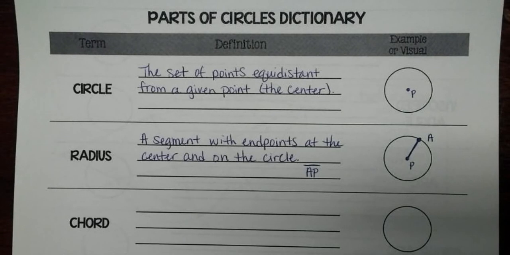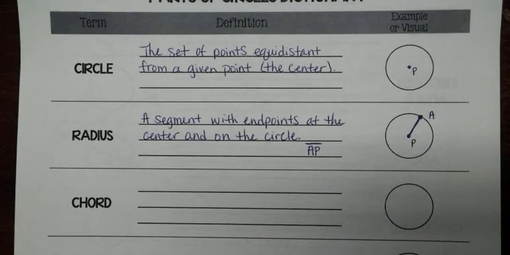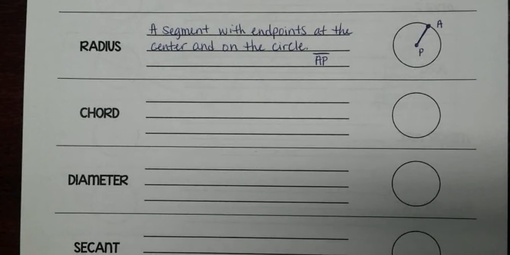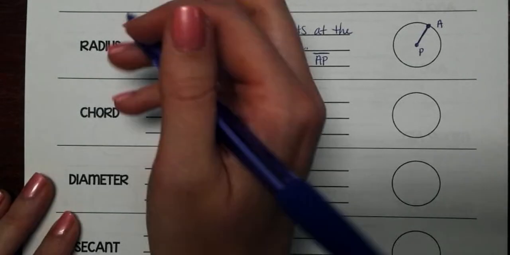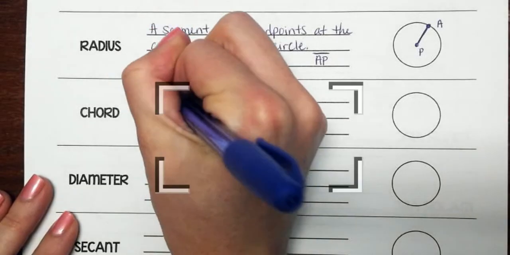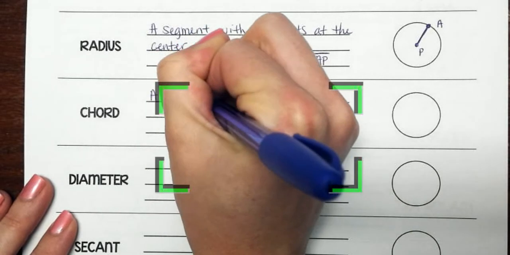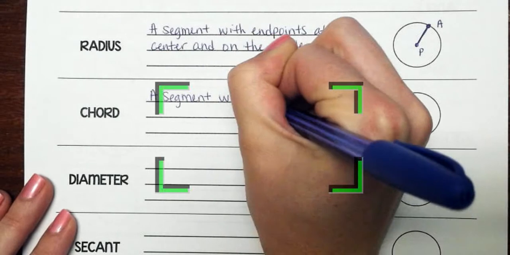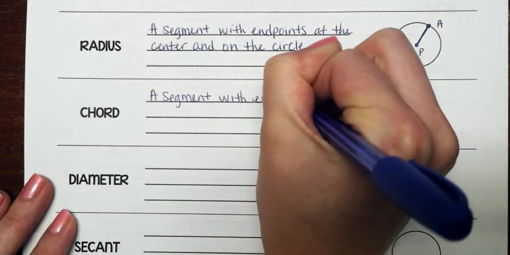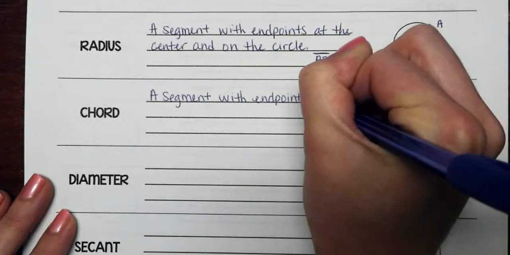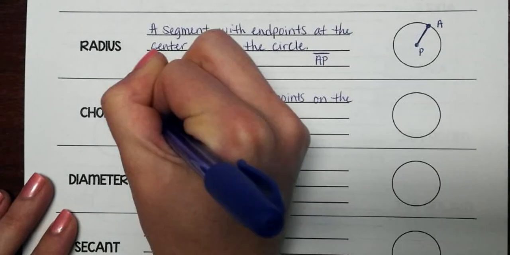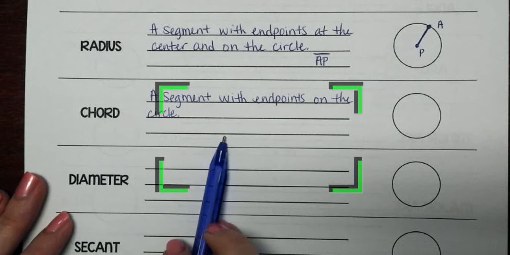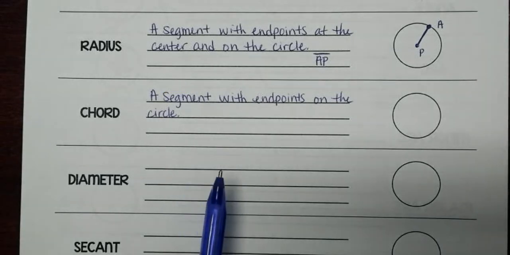Okay, so the next definition that we're going to look at is a chord. Okay, so a chord is a segment with endpoints on the circle. So both of the endpoints of a chord are on the circle.